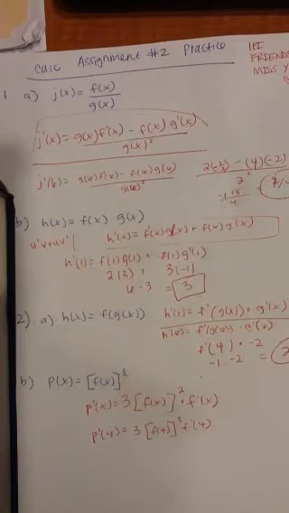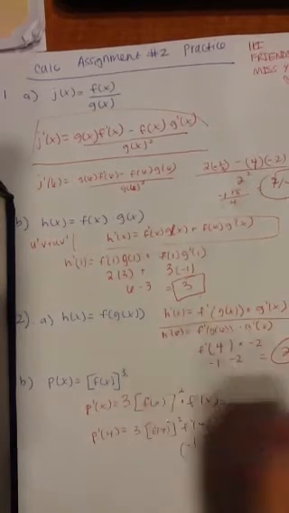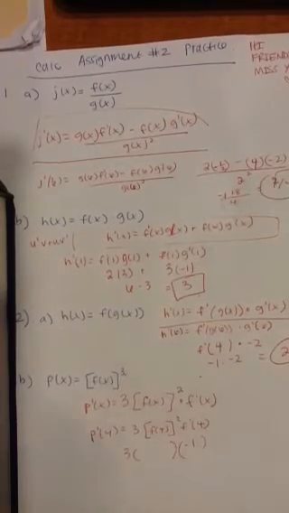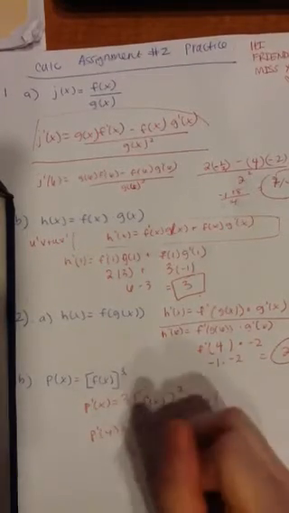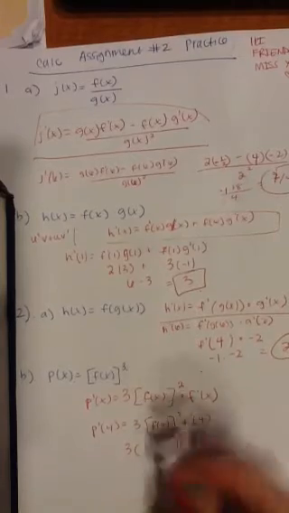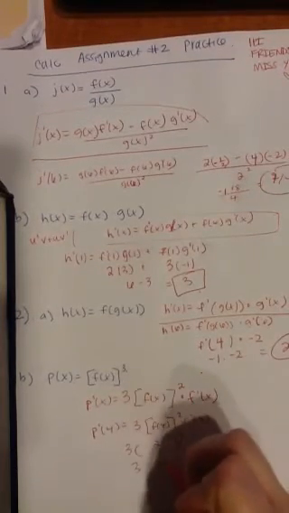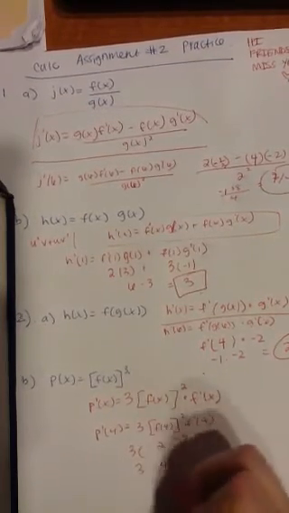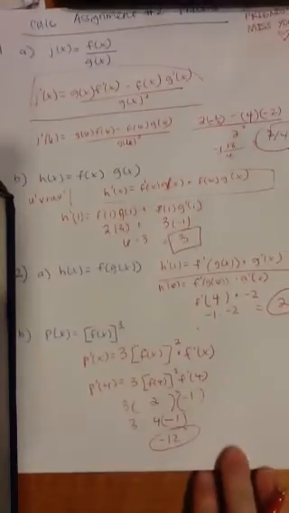F prime of 4 is negative 1. F of 4 is 2, and that's squared. 2 squared is 4. 3 times 4 times negative 1 is negative 12.